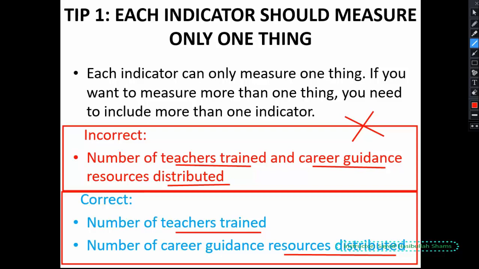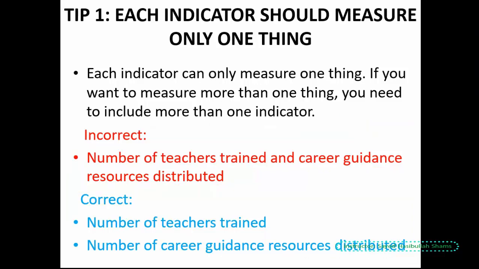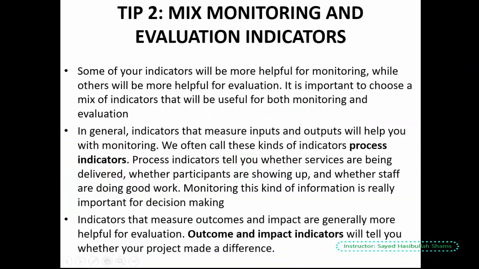But the number one, that they track two things, we cannot measure it easily and we cannot analyze, and it's a very dumb one. So tip 2, monitoring and evaluation indicators. We must have monitoring and evaluation indicators in our project.